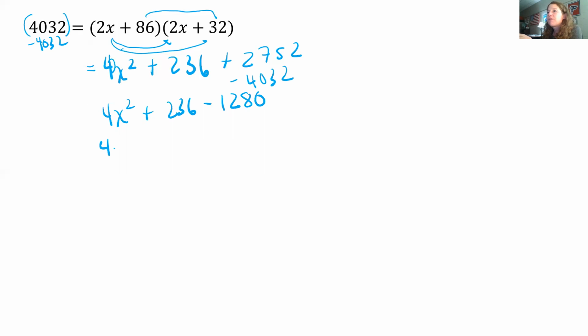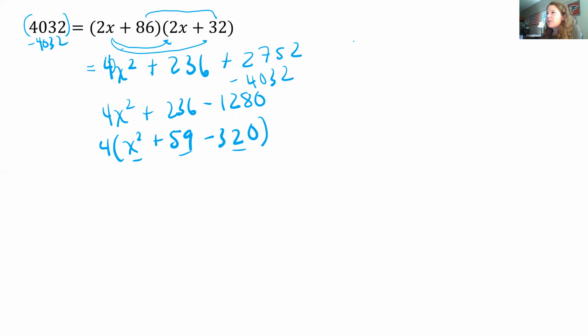We can, so we're going to factor out a 4. 236 divided by 4 is 59, and 1,280 divided by 4 is 320. So we got our numbers quite a bit smaller, which is good. Now we could either think of two numbers that multiply to give us negative 320 and add to give us 59, or, like I said earlier, we can always use the quadratic formula. Since we got these numbers smaller, that's what we're going with.